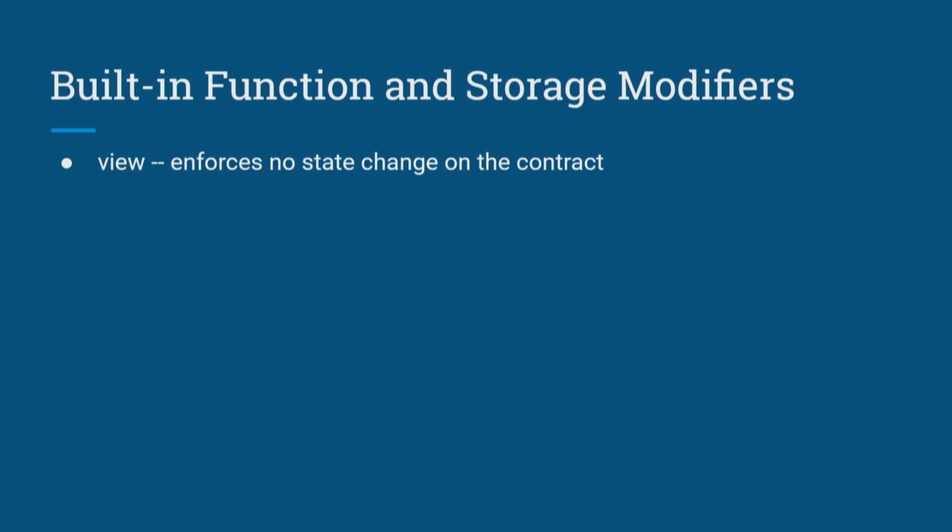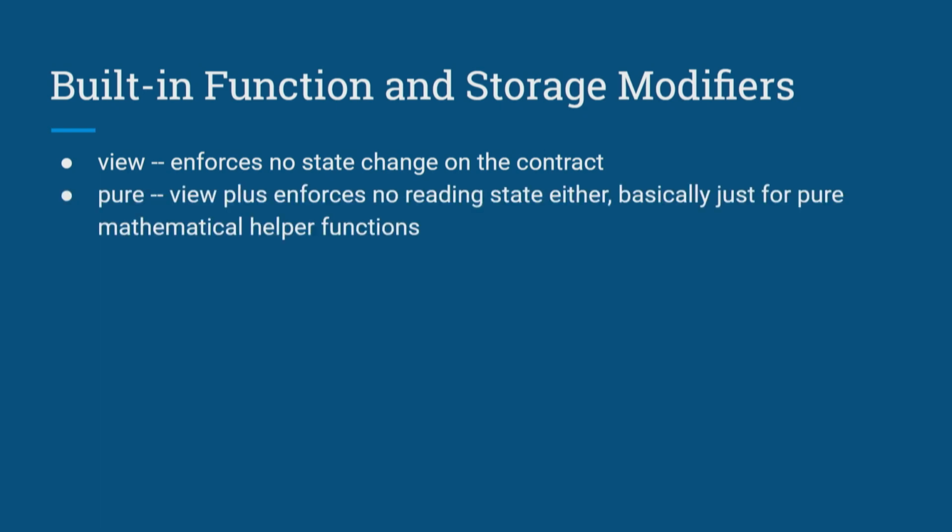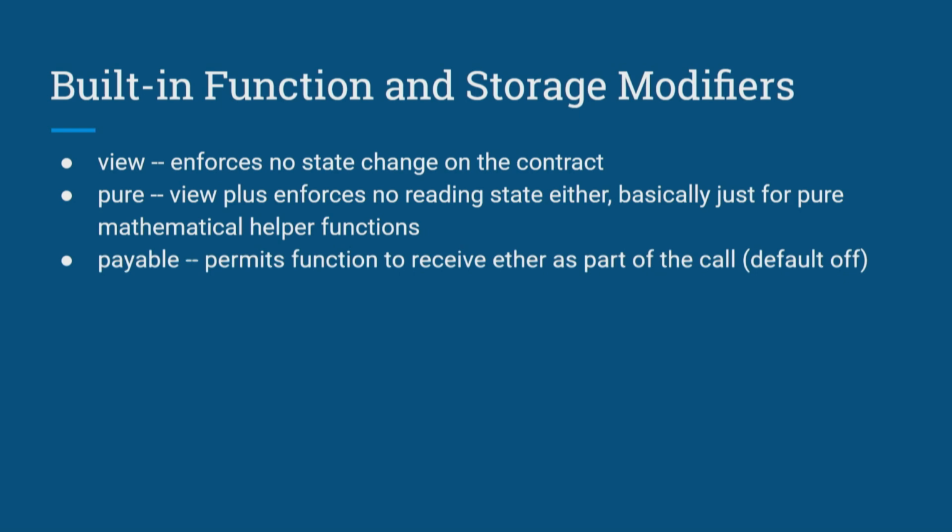So there's also a number of modifiers that are built in. You can call a function view, which will enforce that you don't change anything in state by accident. You can call a function pure, and it actually can't even access the state. It's really just for math, and that'll give some efficiency to the compiler as well.